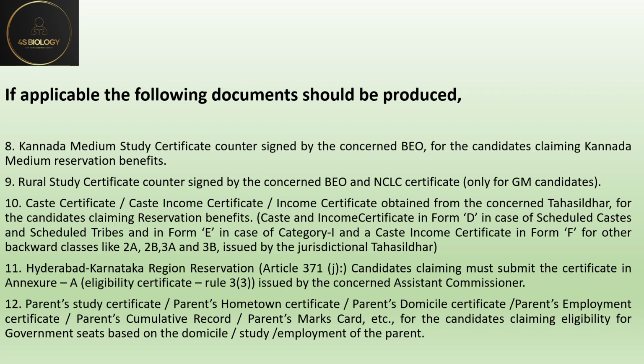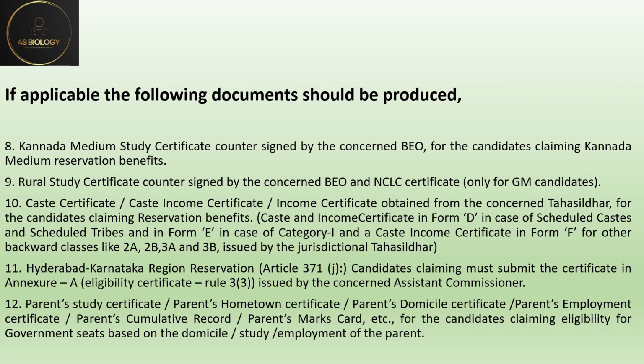Then the caste certificate, whether you belong to SC, ST, or OBC. In the OBC itself you have many categories: 1A, 2A, 3A. For all these you have to obtain the certificate from the Tahsildar, so that you have proof that you belong to that caste and can claim the reservation benefits. This is very important, and please ensure that you get all these documents ready beforehand, so that you won't get a last minute tension that a document is missing.